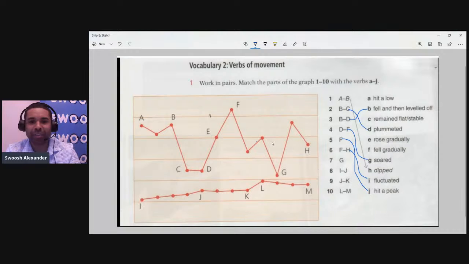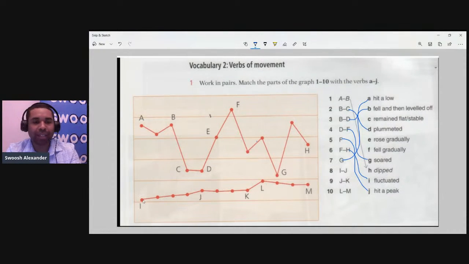Let's see what we've got next. So next we have G. G again being isolated, and G is the opposite to F in the sense that F is the highest point and G is the lowest point. So whereas F hit a peak, at point G, we have hit a low in the graph, and so we can just make that connection there. So G hit a low.